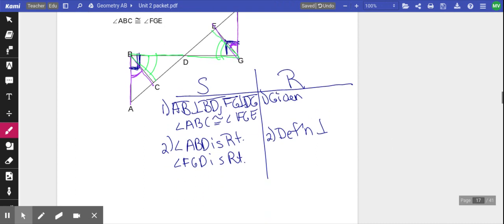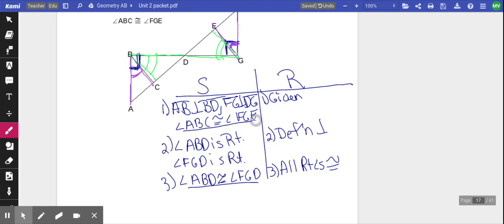Now that I know those 2 angles are right, I can use our new theorem, which says that angle ABD is congruent to angle FGD. And the reason for that is all right angles are congruent. So now if I look, I do have 2 congruent statements: ABD is congruent to FGD and ABC is congruent to FGE, that involve the angles I'm looking for.